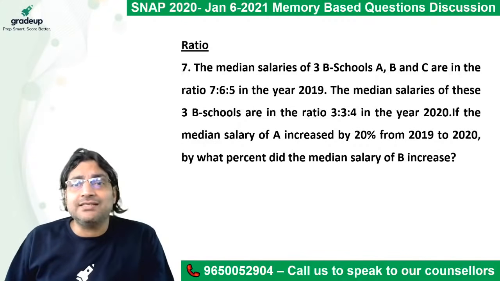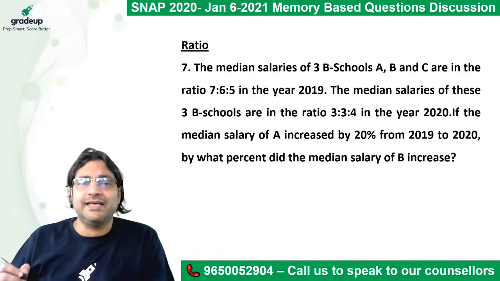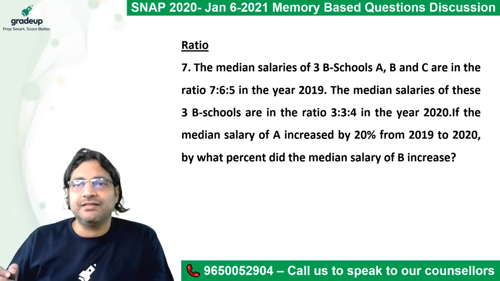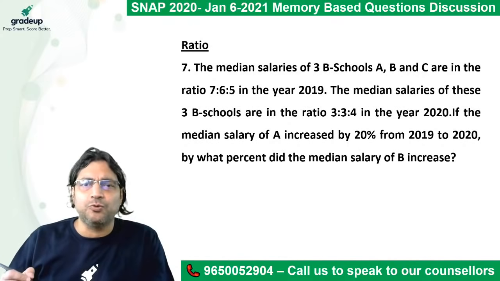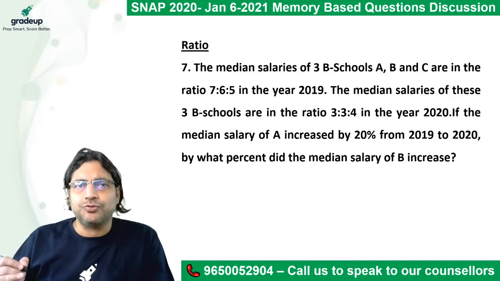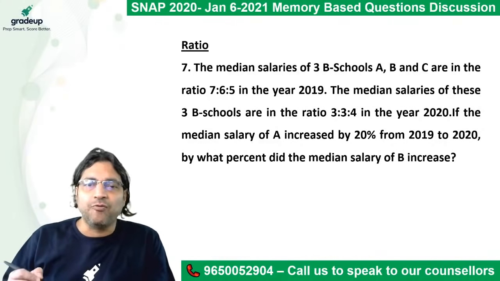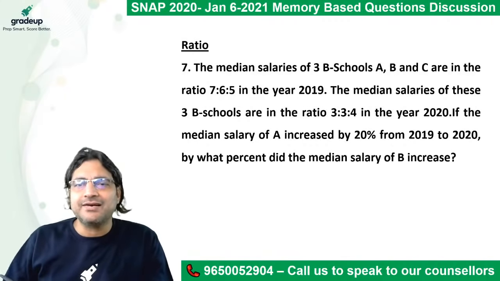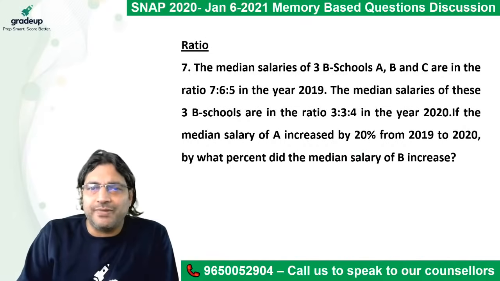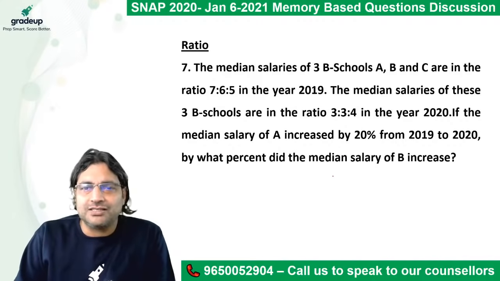The median salaries of 3 B schools, A, B, C, are in the ratio 7:6:5 in the year 2019. The median salaries of these 3 B schools are in the ratio 3:3:4 in the year 2020. If the median salary of A increased by 20% from 2019 to 2020, by what percent did the median salary of B increase? Okay, let's do it. I'm sure many of you are going to ask me to do this.